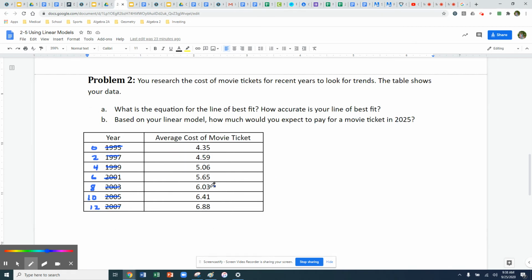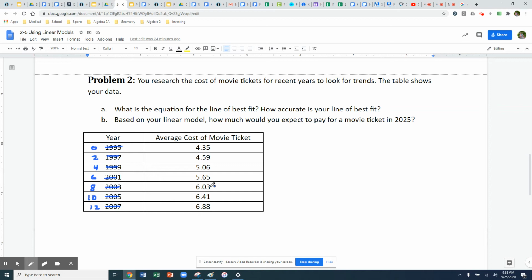So in problem 2, we are going to look at the cost of a movie ticket compared to the year. Again, we took the year 1995 and we're going to put that as year 0, and then each year after that is in intervals of 2. So we're going to go 2, 4, 6, all the way to 12 years after. It would be 2007. So we'll find the equation for the line of best fit.